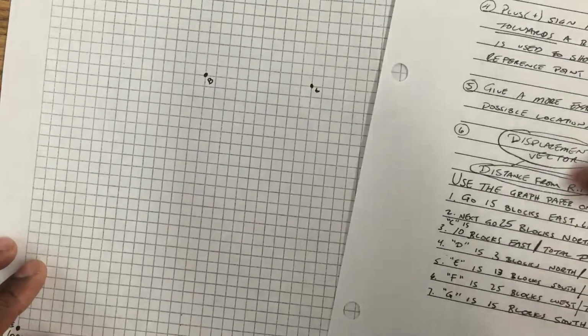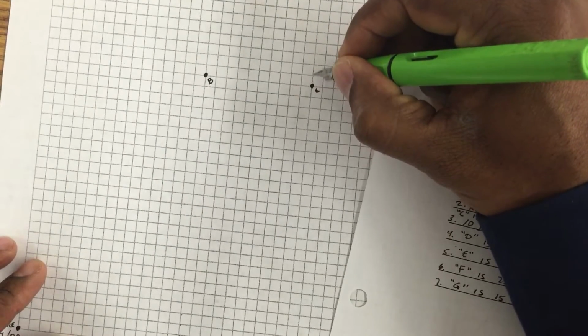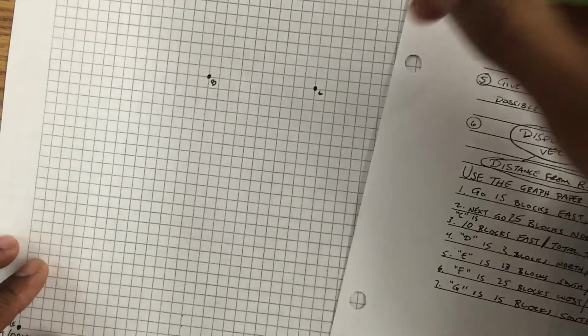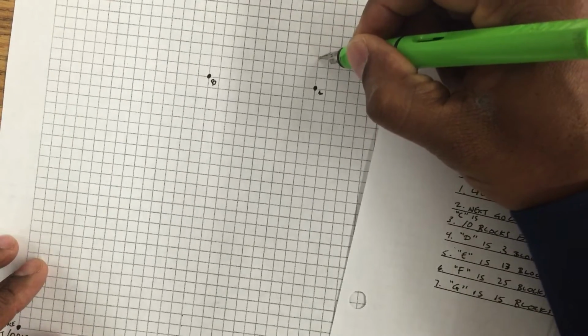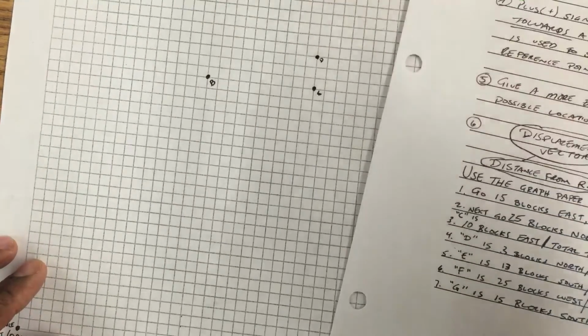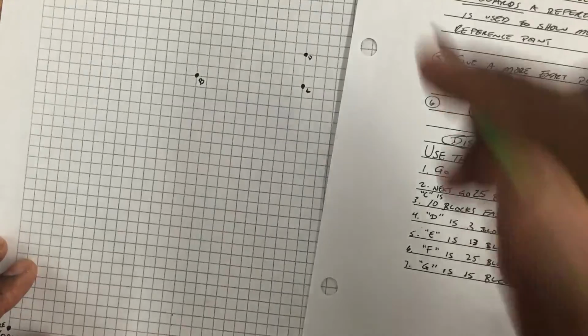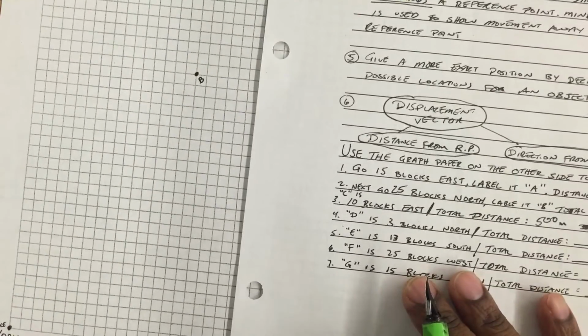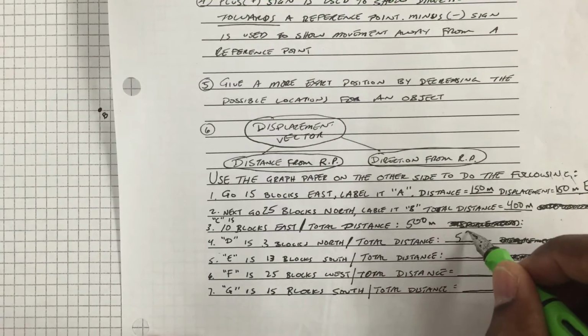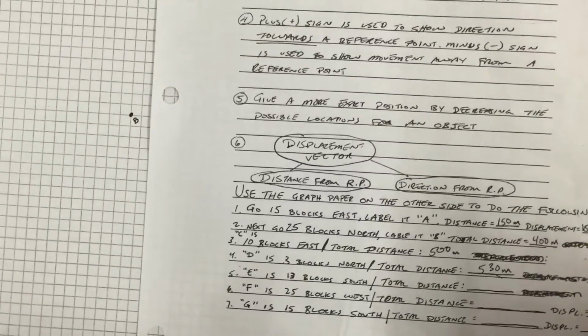All right. Moving right along, it says D is 3 blocks north. Okay, so we go 3 blocks north to D. Let me double check: 1, 2, 3. So D is going to be right there. That was 3 times 10 meters, that's 30 meters. So my total distance here is going to be 530 meters because I went 30 more meters.